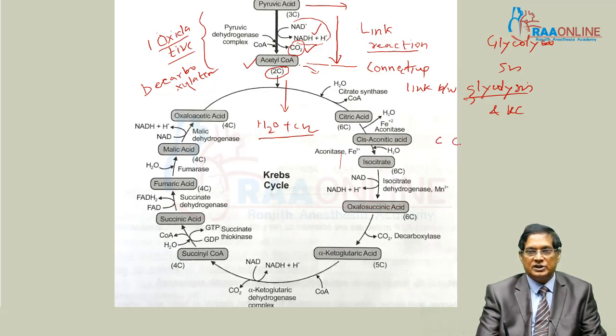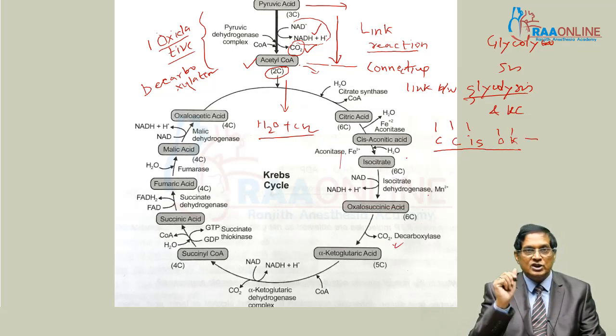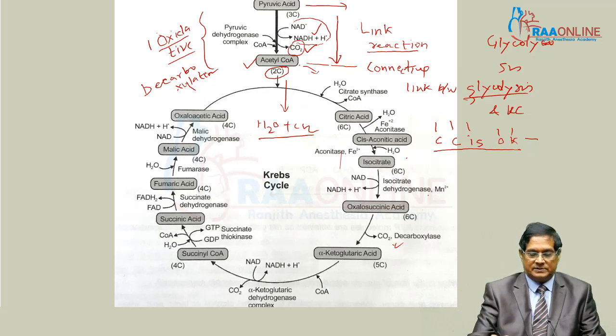C, I, S, O, K. These are the first 5 acids: C for citric acid, I for isocitric acid, O for oxalosuccinic acid, K for ketoglutaric acid. The first 5 steps, that is C-I-S-O-K, first 5 steps.